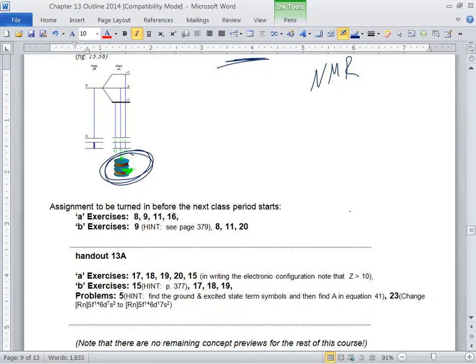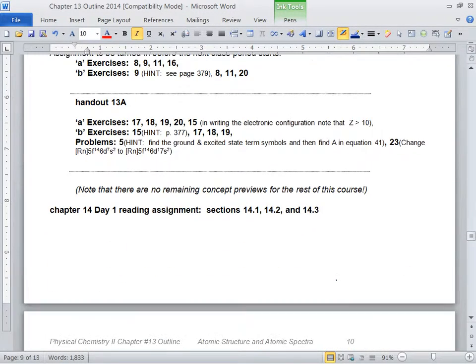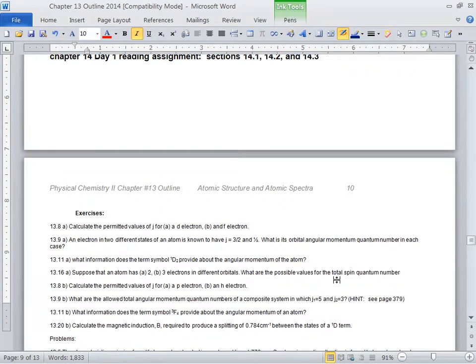So let's see what this homework looks like. If we fly through this, then this is all just one day, but I don't have any notes about this. Let's start with the A exercises, 8 through 16, and see what this does.